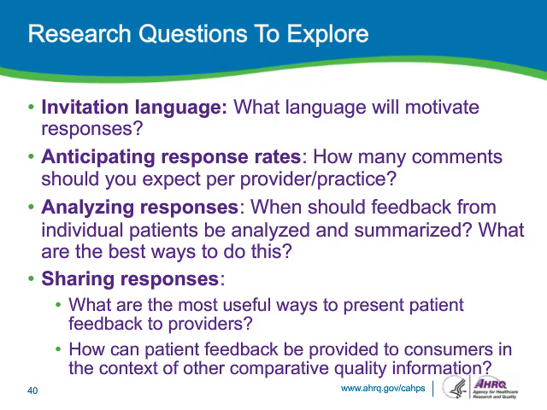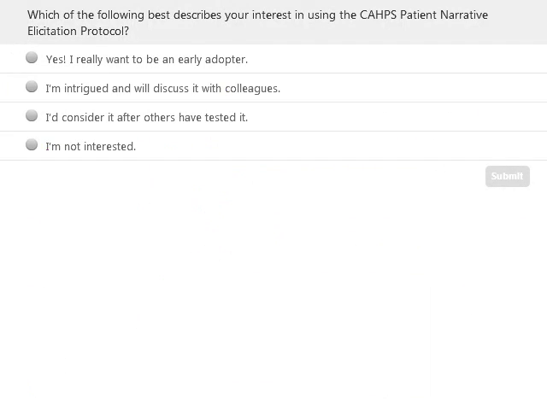So you've heard about the questions and what we can tell you so far about using them. And that leads us to our second polling question. Which of the following best describes your interest in using the CAPS Elicitation Protocol? Some of you may be very enthusiastic. So, yes, I really want to be an early adopter. Second, I'm intrigued and will discuss it with colleagues. Third, I'd consider it after others have tested it. And fourth, I'm not interested. If you could all reply, that would be great. And then we will look at the responses.